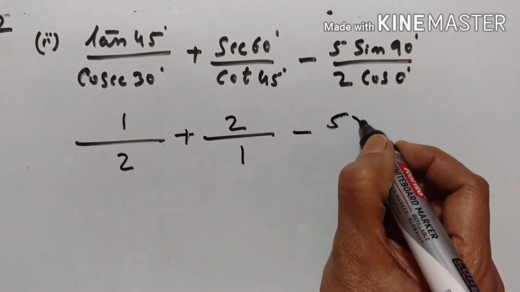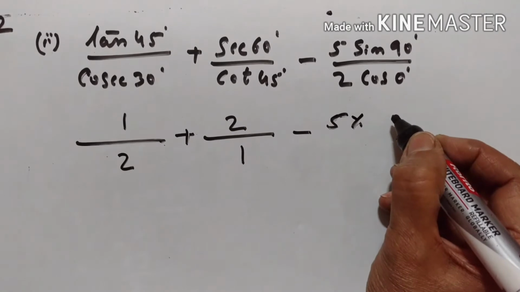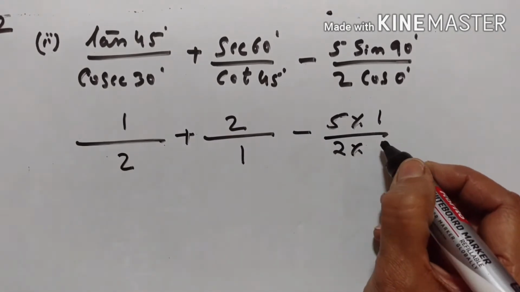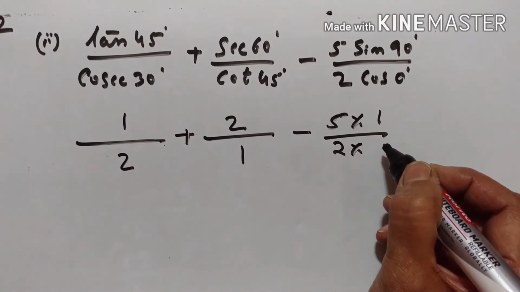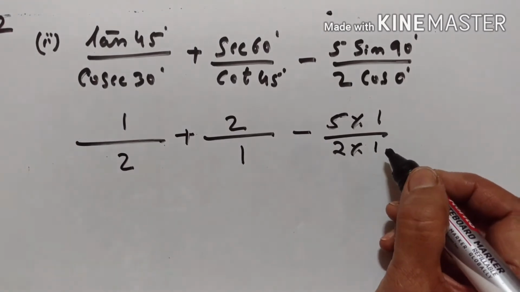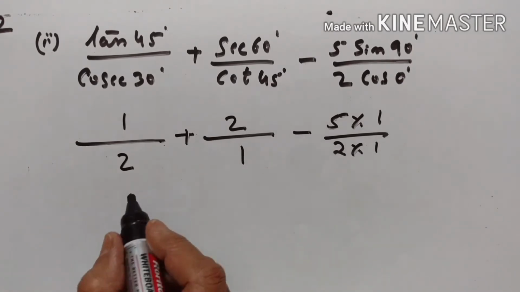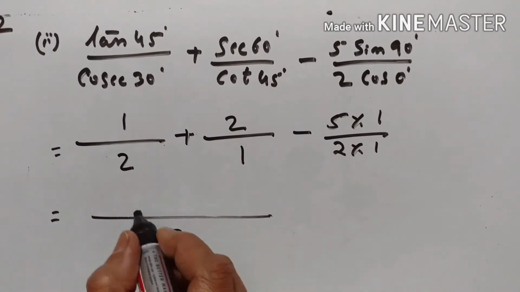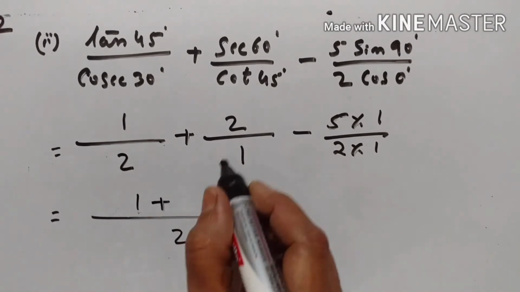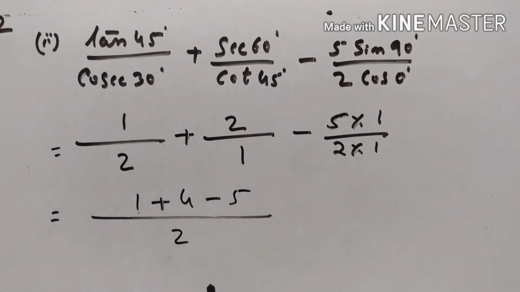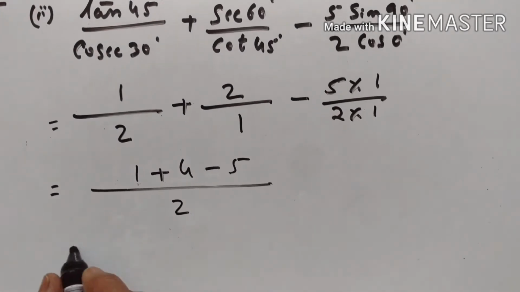Minus 5 into sin of 90. Sin of 90 is equal to 1. 2 into cos of 0. Cos of 0 is equal to 1. Sin of 90 is equal to 1 and cos of 0 is equal to 1. So this is equal to what? LCM is 2. 1 plus 4 minus 5. 5 minus 5 is equal to 0. 0 divided by 2 is equal to 0.